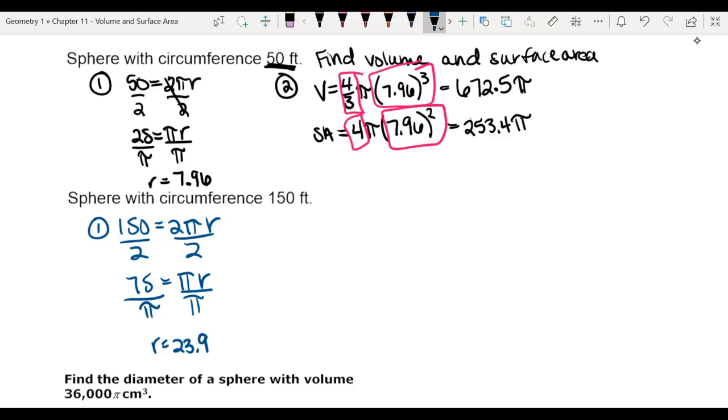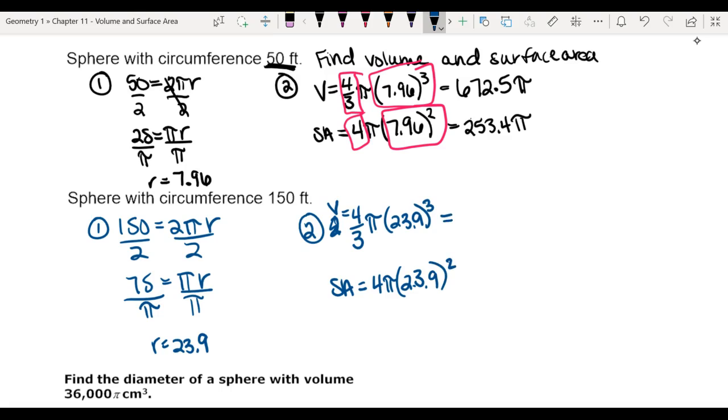Okay, if you use 24, that's okay. As long as you show work on your test and I can see how you rounded, you'll be good to go. So your radius is 23.9. Your second step then is to do 4/3, so this is for volume, pi times 23.9 to the third power. And then you need to plug into surface area, which is 4 pi times 23.9 squared.